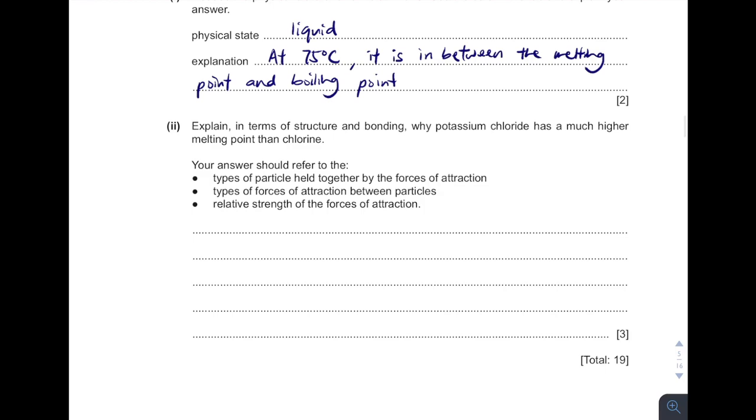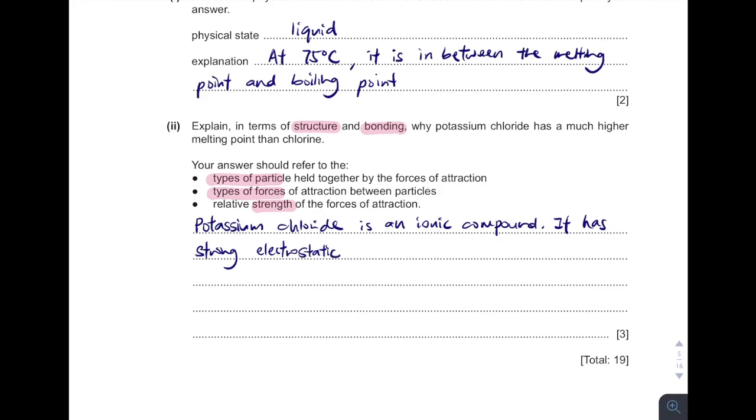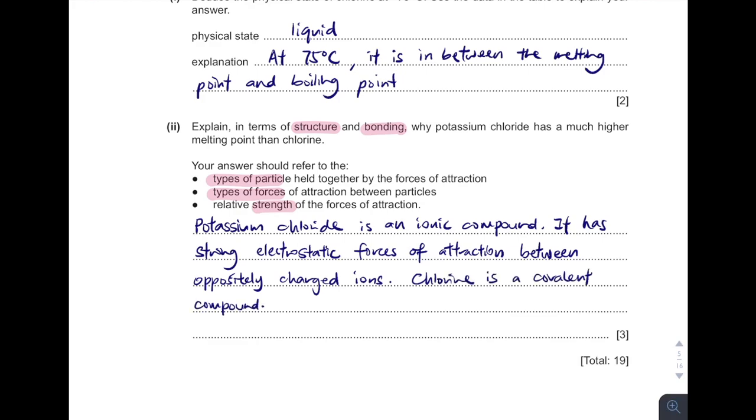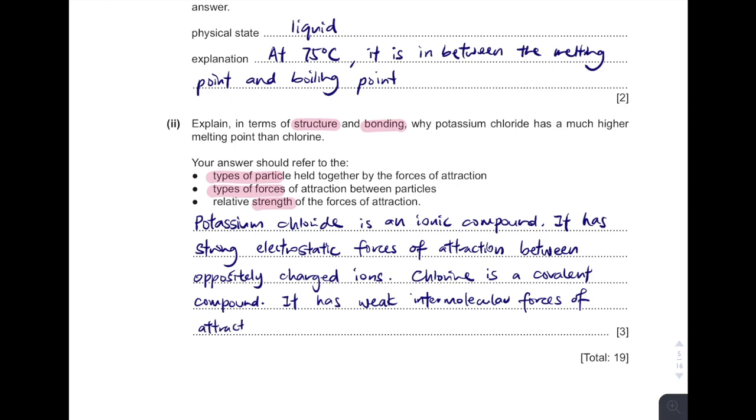Okay, then next one. Explain in terms of the structures and bonding why potassium chloride has a much higher melting point compared to chlorine. In your answer, you need to name the types of particles, the types of forces of attraction and also the strength of the force. So first you have to mention potassium chloride is an example of an ionic compound. Therefore, it has strong electrostatic forces of attraction between the oppositely charged ions. And chlorine is a covalent compound, so therefore it has weak intermolecular forces of attraction between molecules. These are all the keywords.